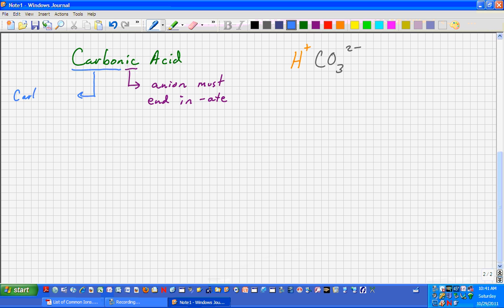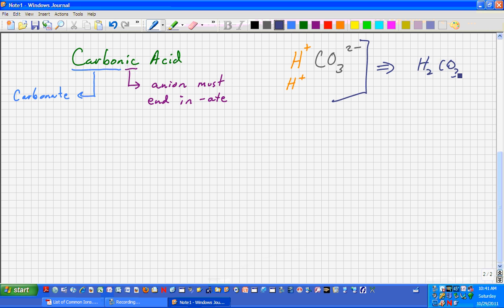This goes with the carbonate ion. I've got to get these to add up to 0. I need another hydrogen, H+. So altogether that gives me a formula of H2CO3. So that is carbonic acid.